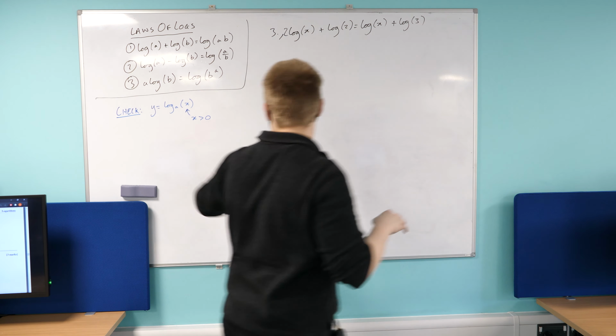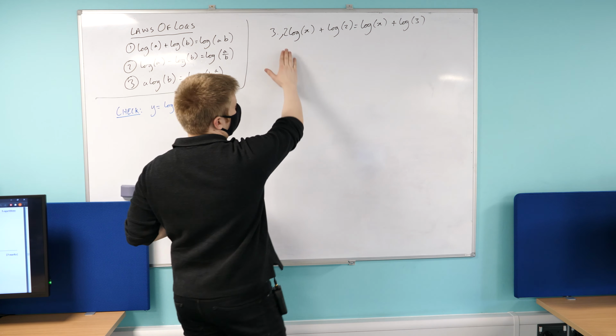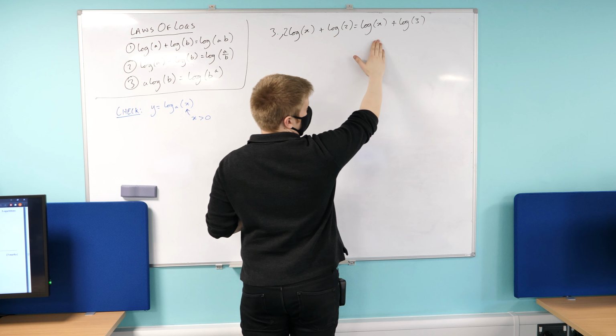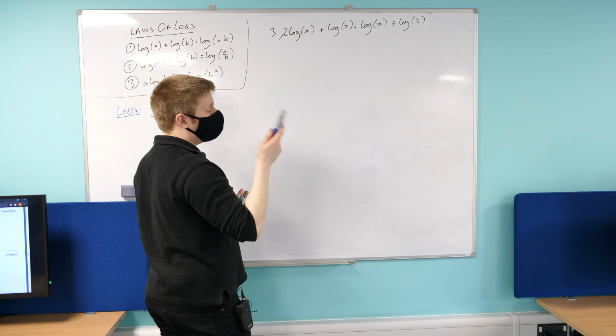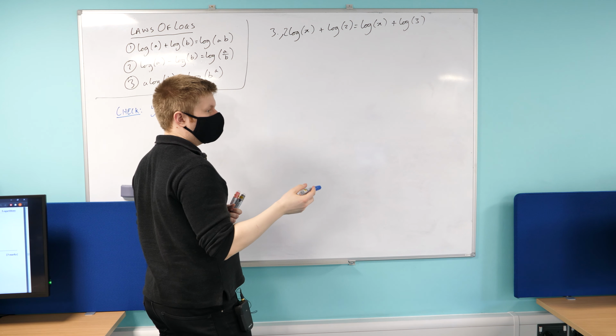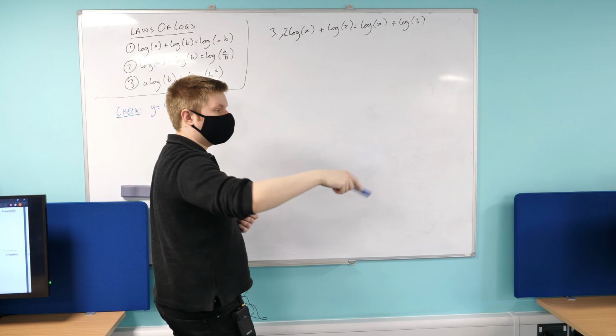Okay, good. So let's write down where you're up to at the moment. 2 log of x plus log of 2 equals log of x plus log of 3, okay? So talk me through, what's the first thing you did? I've changed the questions, don't worry about that.